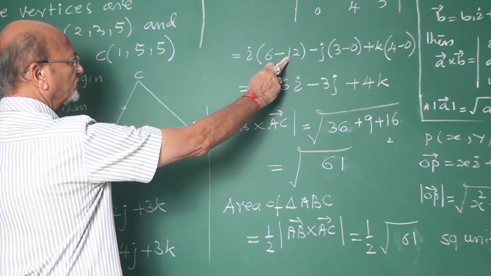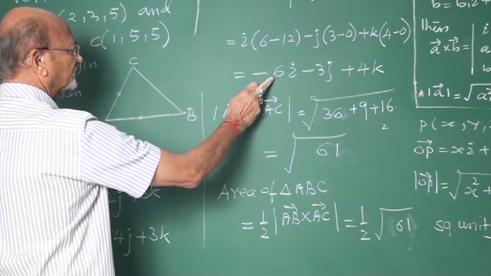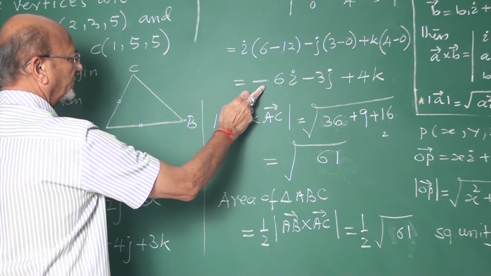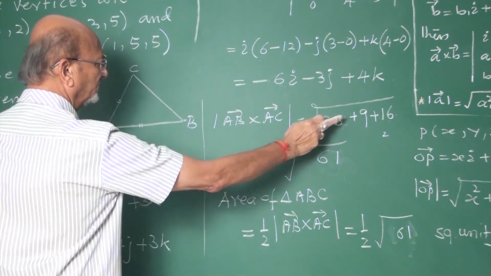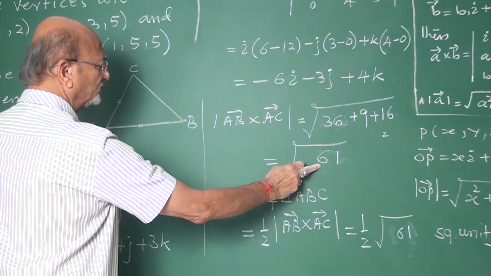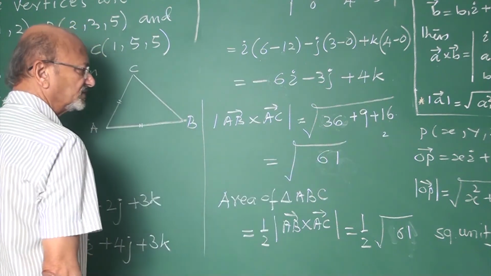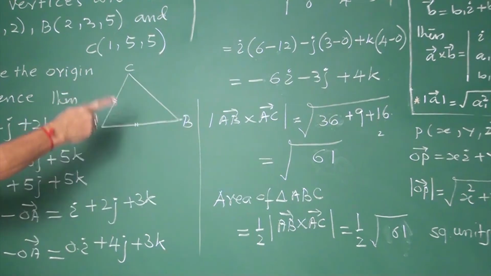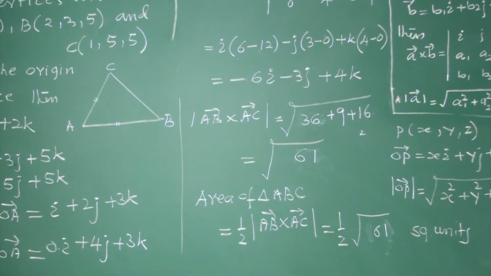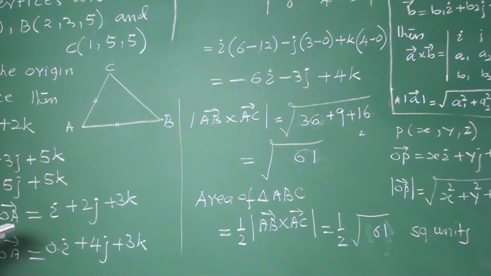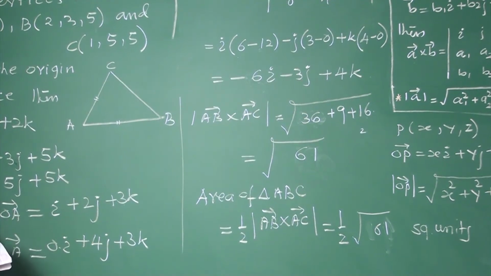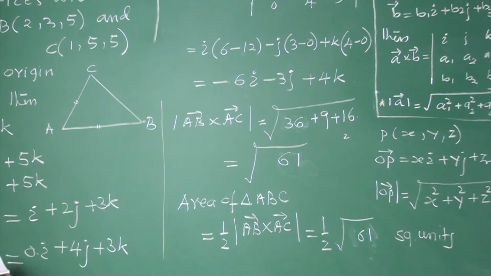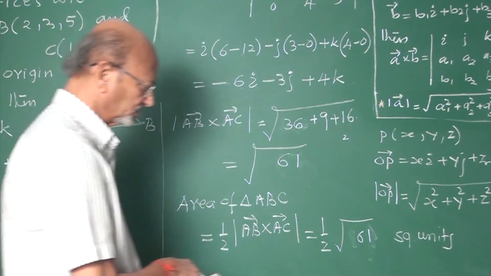Please do this correction. 6 minus 12 is not minus 12, it is minus 6. I made a mistake at this step. Corrected, the square, then the addition will be 61, not 169. Yes, my friends, please do that correction. Next, one similar example, my friends. You do it.